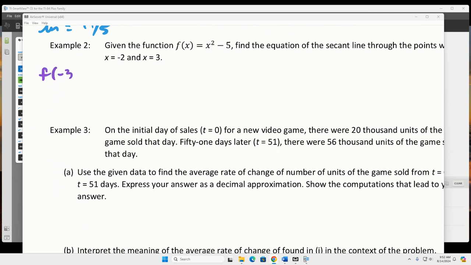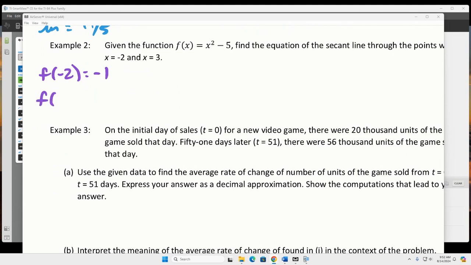Now you can use a calculator today if you want to. I think you can plug this in your head though. So when I plug in -2, I'm going to square it, and then I'm going to subtract 5 from it. And what is that going to give me? -1. So it's 4 minus 5 is -1.